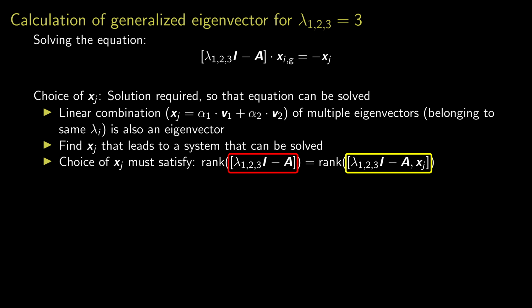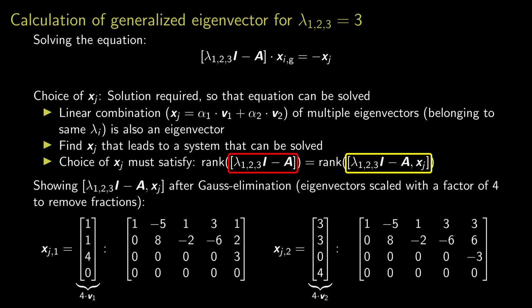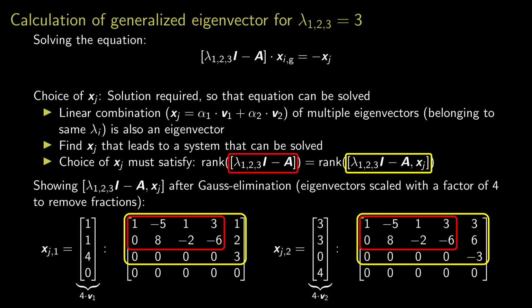Without going into mathematical details, it is easier to simply show what this means in practice. The calculation of the rank is just running through a Gauss elimination and counting the number of rows that are not completely filled with zeros. So let's do that for the two eigenvectors where no solution exists and write the matrices down and mark the individual parts. In red, the matrix of lambda times identity matrix minus A with rank 2, and then in the second color, the full matrix where we see that the rank increases since we have an additional row that is not completely filled with zeros.